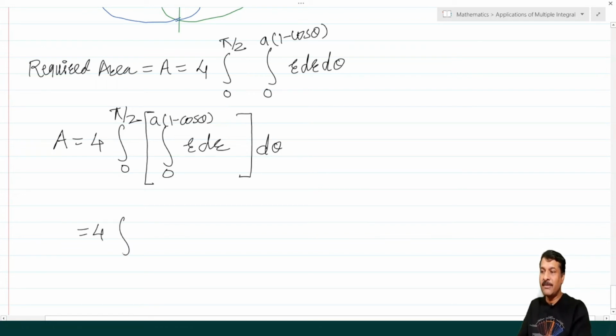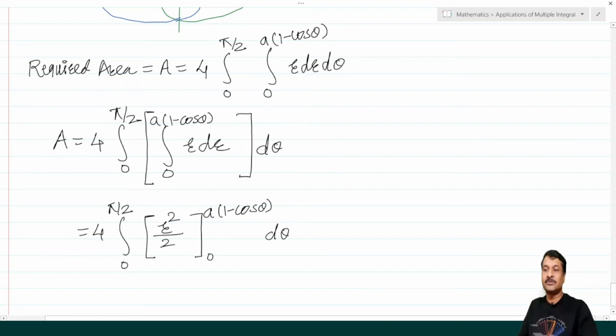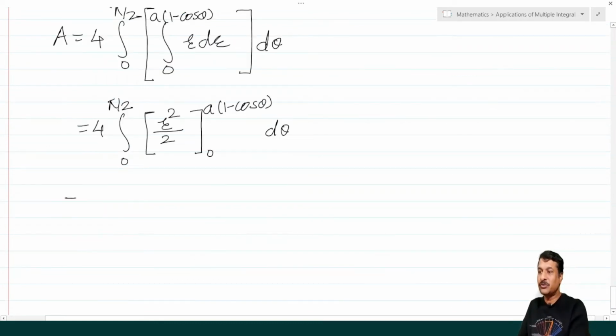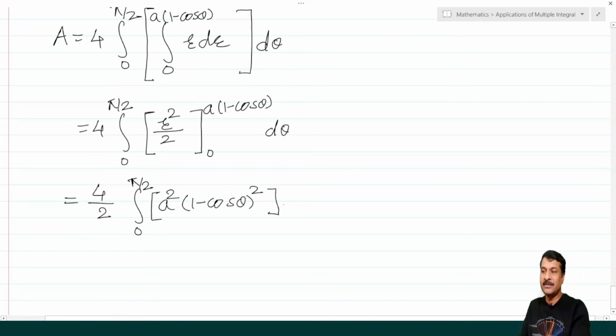So 4 times the integration from 0 to π/2, and here I am getting r²/2, lower limit 0, upper limit a(1 − cos θ), dθ. The 2 is outside as a constant, so 4 by 2 is directly 2. Upper limit r², so a²(1 − cos θ)² minus the lower limit, which is 0.